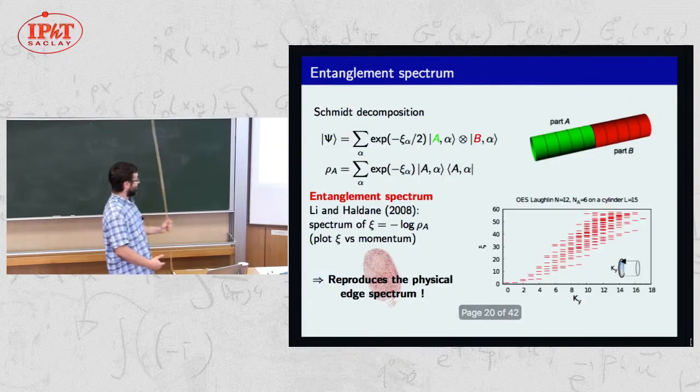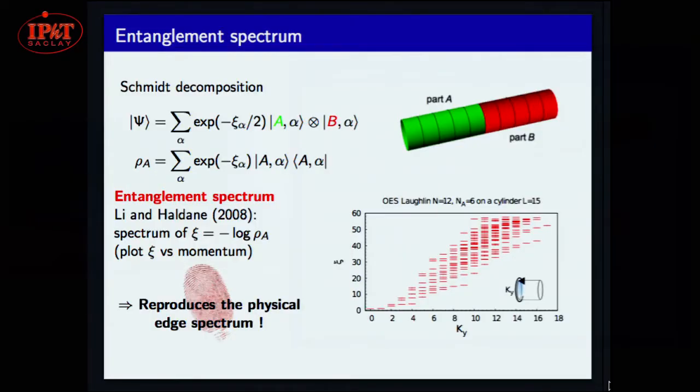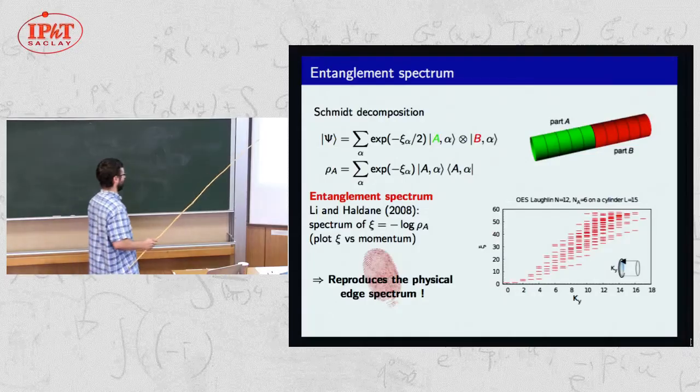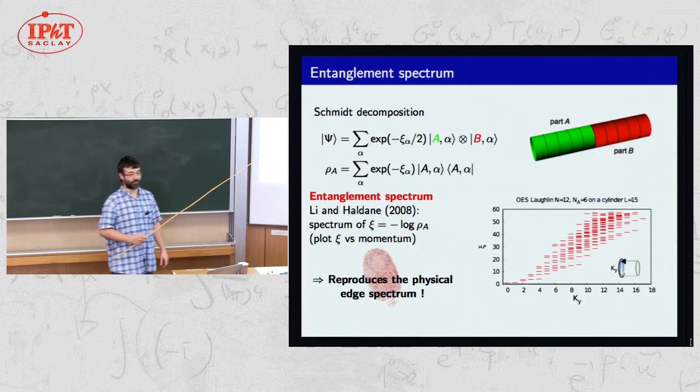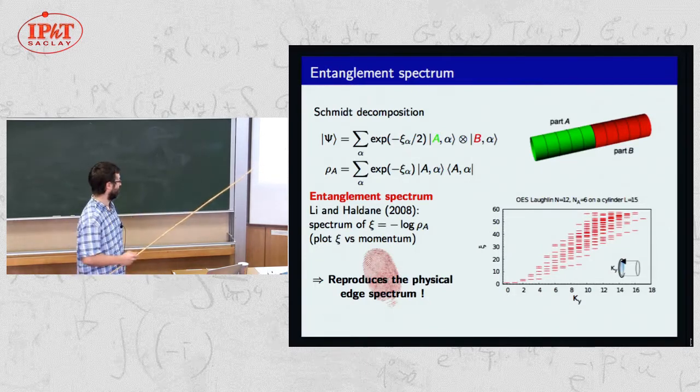Actually, you can go further and say, okay, maybe the entropy is not enough information. Might as well look at the whole spectrum of rho A, because that was the Li and Haldane idea in 2008. So you take your reduced density matrix. It has some eigenvalues. You write them as an exponential of minus something, and you call this the entanglement energy. That's very much related to the singular values that you find in the Schmidt decomposition. It's basically the same thing.